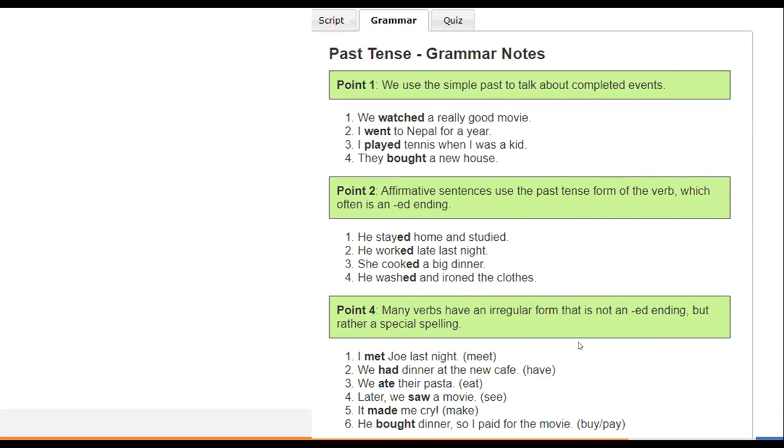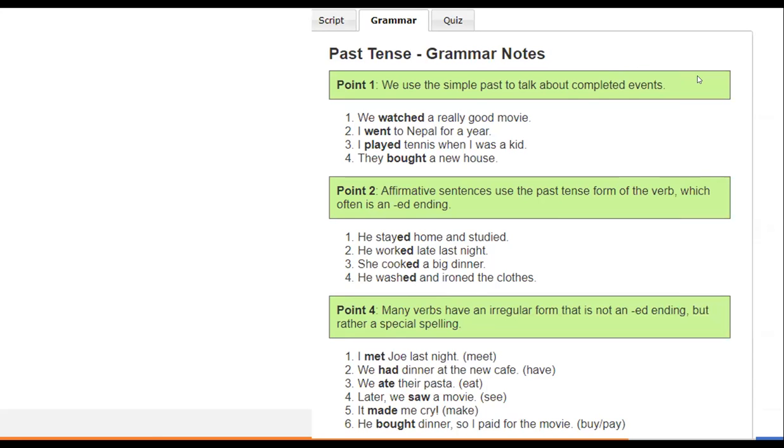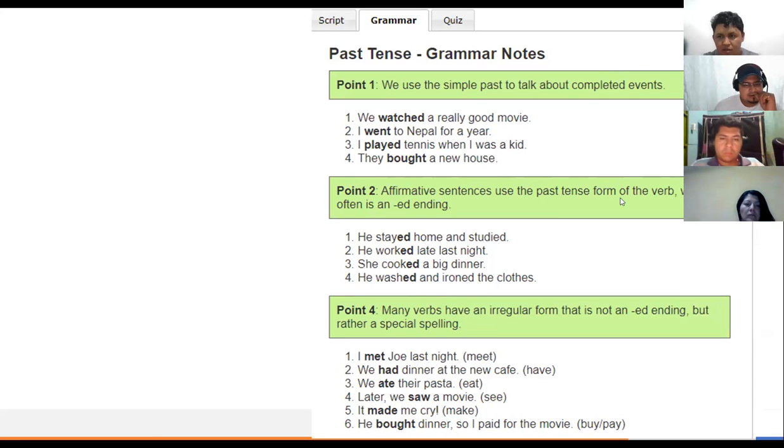Many verbs have an irregular form that is not an ed ending, but rather a special spelling. Y algunos verbos, o quizás muchos verbos, ¿verdad? No son regulares. Todo lo contrario, right? Irregular verbs. Y ahí sí, you have to memorize them, right? You have to memorize them. So, aquí es pura memoria, right? Or practice. Or a combination of both, ¿verdad?